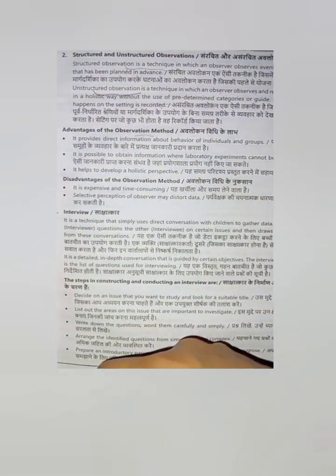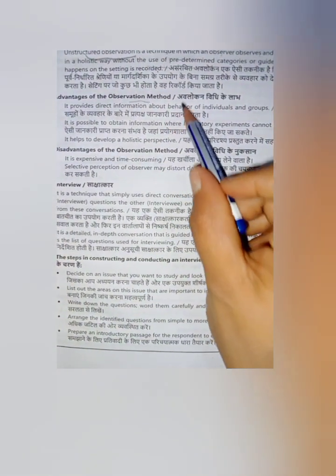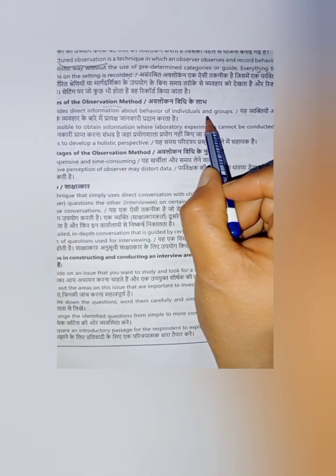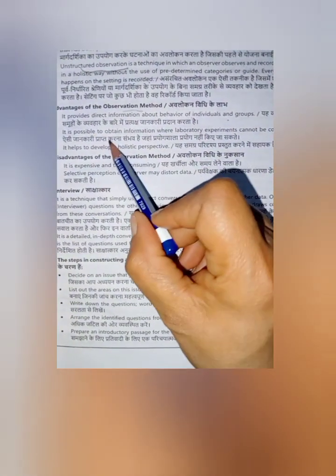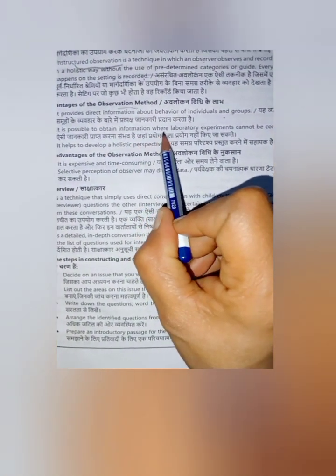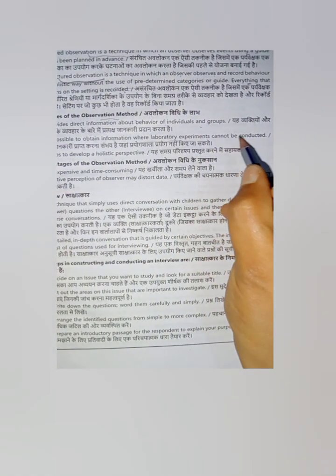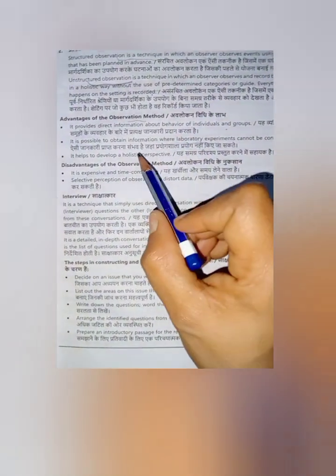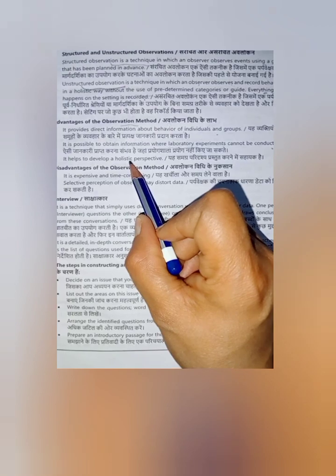Advantages of observation method. It provides direct information about behavior of individuals and groups. It is possible to obtain information where laboratory experiments cannot be conducted. It helps to develop a holistic perspective.